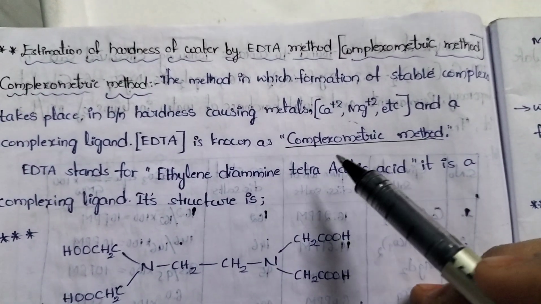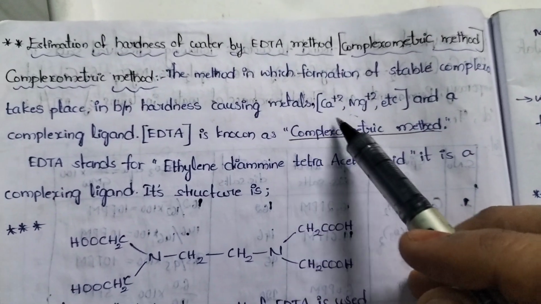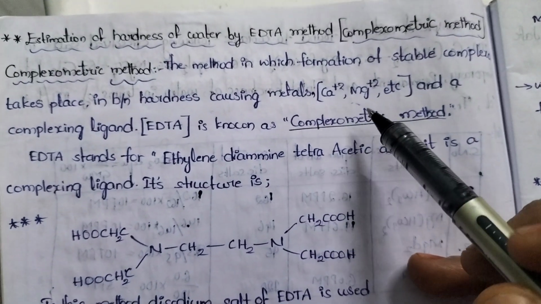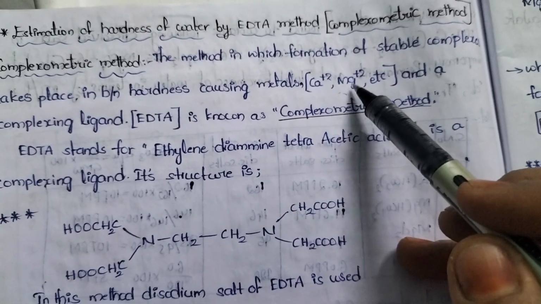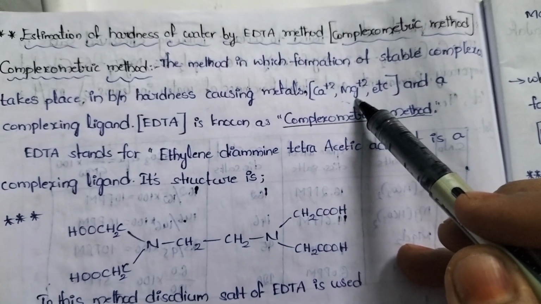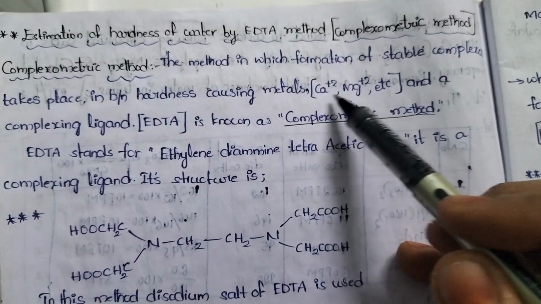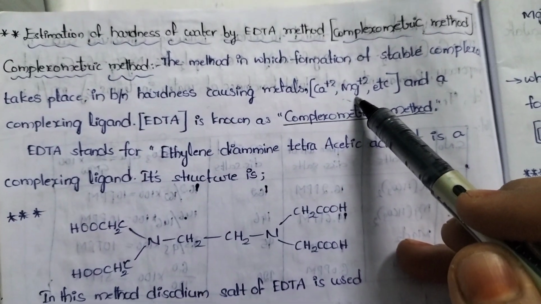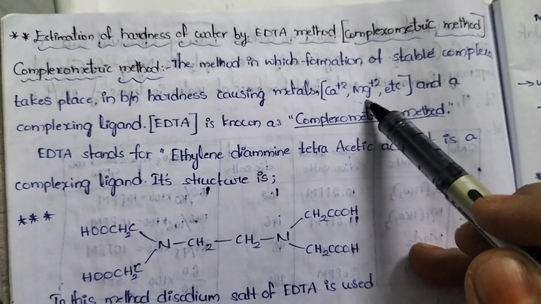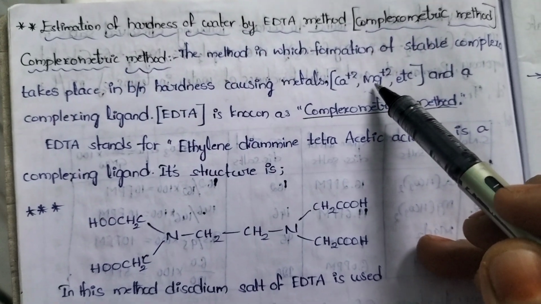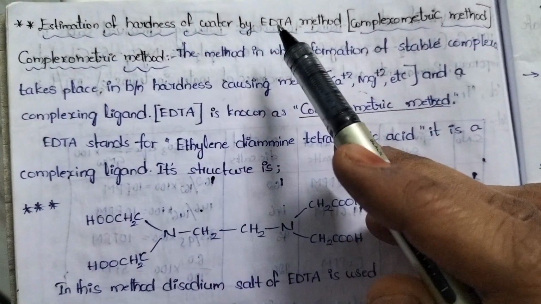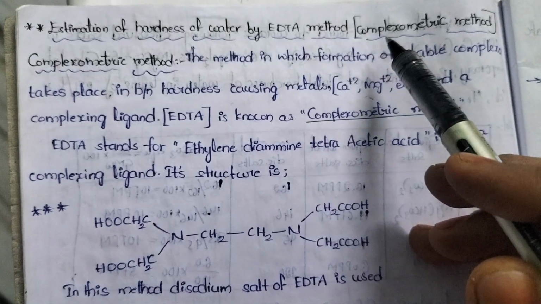Hardness is mainly due to the presence of dissolved salts of calcium and magnesium. So what are the hardness producing metals? Calcium and magnesium. If water consists of salts of calcium and magnesium metals, that water is considered as hard water. Here our aim is to estimate the hardness of water by EDTA method.